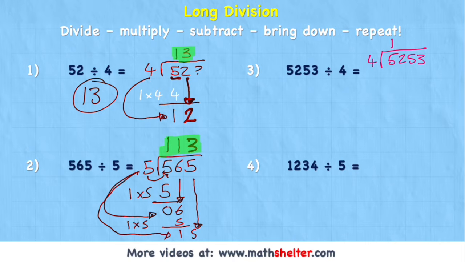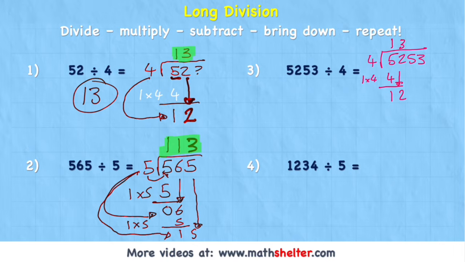We have 1. And then when we multiply 1 times 4 to see how many of the 5 I could use, and I could use 4, how many is left over? Do the subtraction. 5 subtract 4 leaves me 1 left over. Bring down my 2. And my next question is how many 4s are there in 12? Well, 4 goes into 12 3 times perfectly.